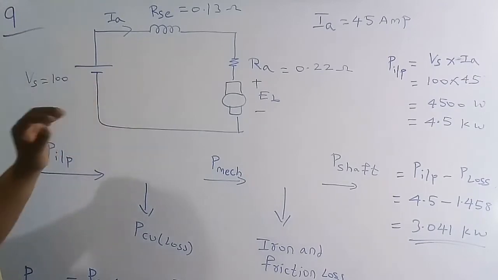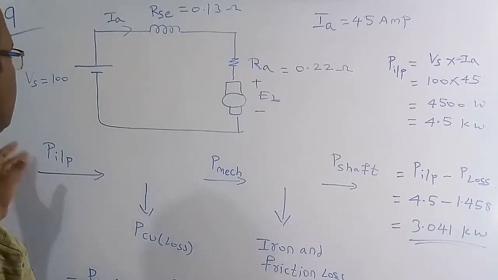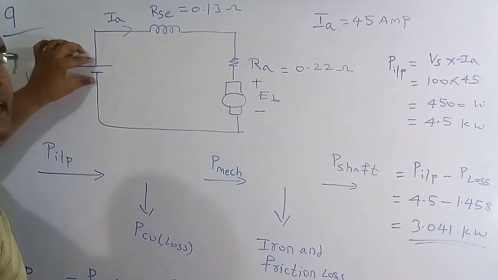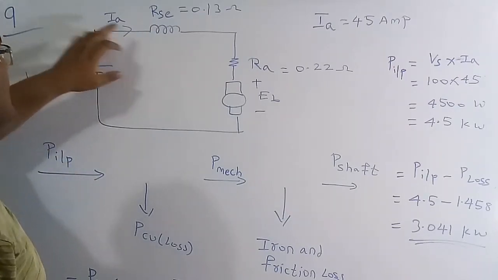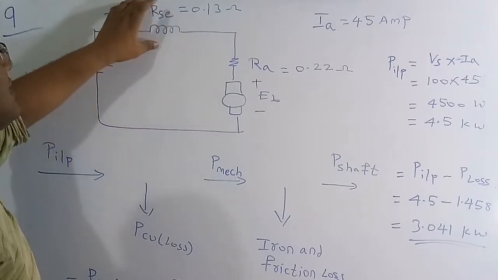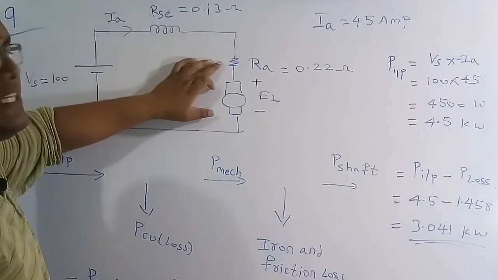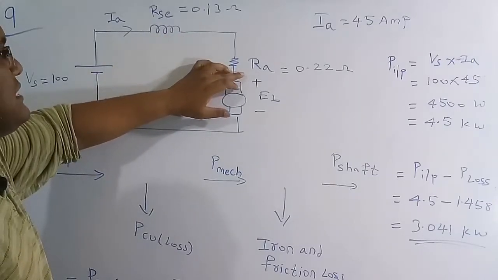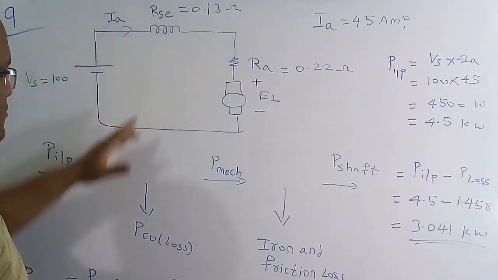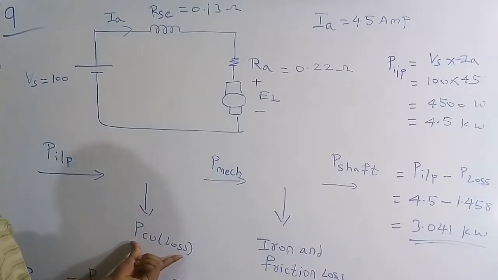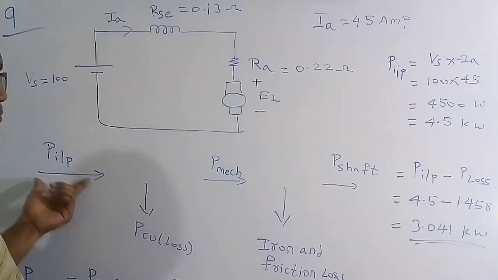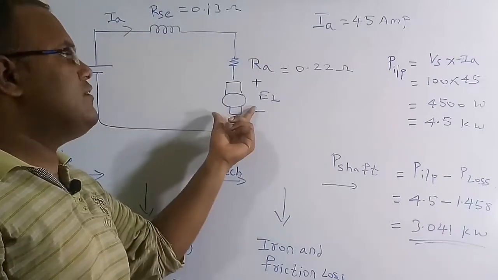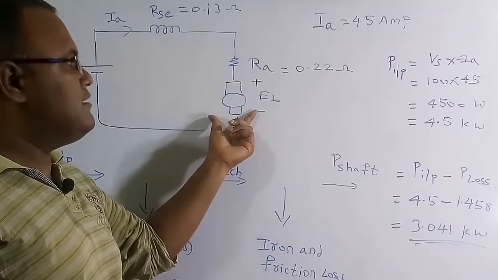If you draw the power flow diagram of this DC series motor, the input power is the electrical input power. From this electrical power there are copper losses because of the series field resistance and the armature resistance. So there will be a small amount of copper loss. Therefore, the electrical input power minus the copper loss is equal to the mechanical power.